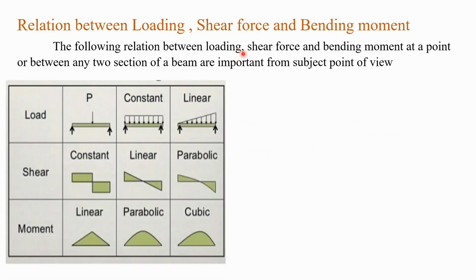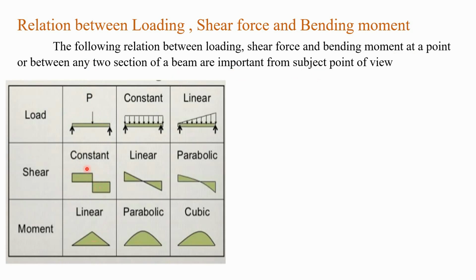The following relations between the loading, shear force and bending moment at a point, or between any two sections of a beam, are important from the subject point of view. Let us take the first example: a simply supported beam subjected to a point load at the center. You can see here the shear force variation is a constant line and the bending moment varies linearly. But if you observe under the point load, we get a sudden drop in shear force, or we get two values of shear force.